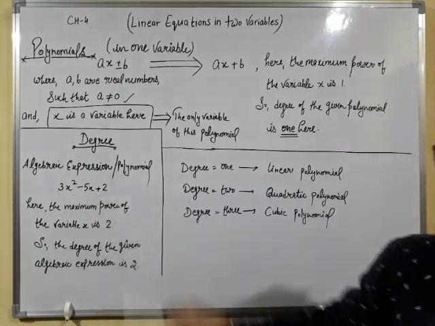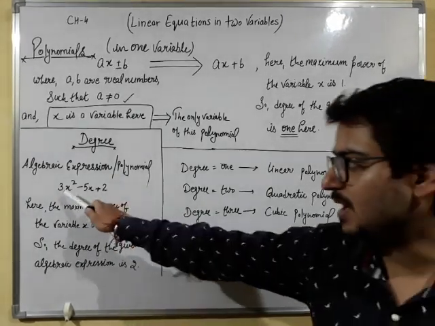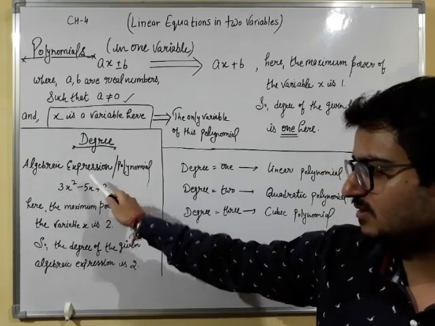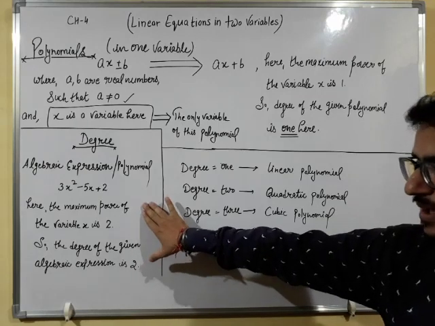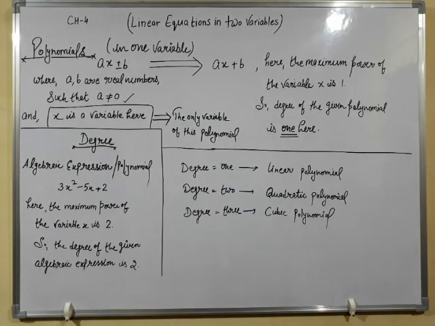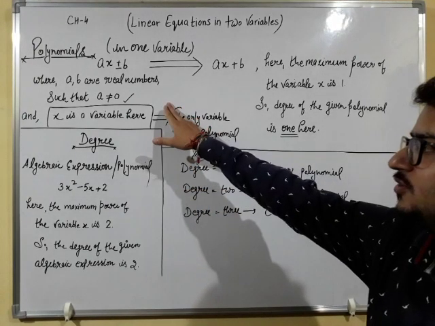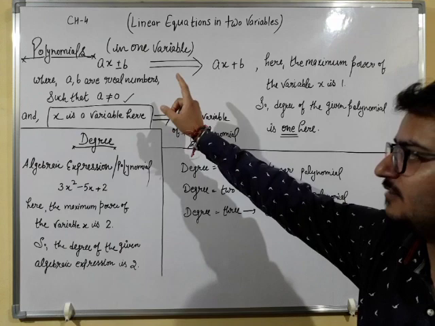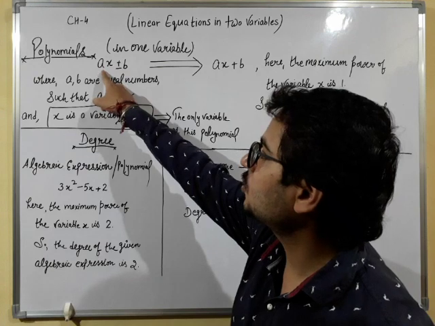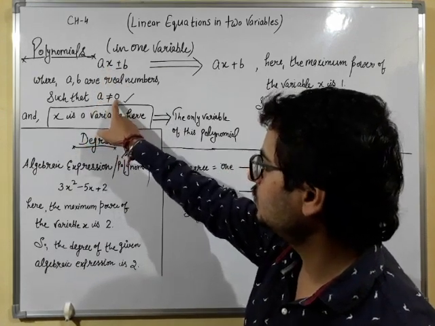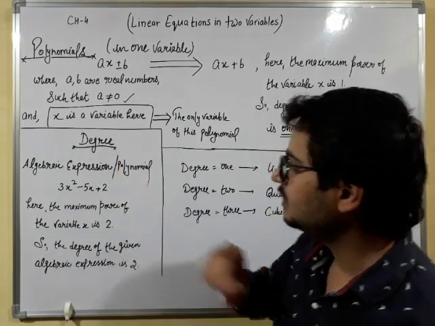In the first term the power of x is 2, in the second term the power of x is 1, and in the third term we don't have any power of x. So the maximum power of the variable x is 2, so the degree of the given algebraic expression is 2. We also studied this topic in chapter 2. So what have we discussed? Polynomial in one variable. We have studied that the real number, or the coefficient of x, cannot be equal to 0, and we have studied degree.